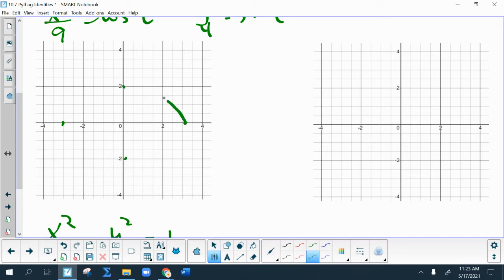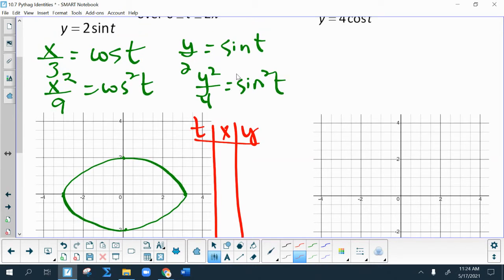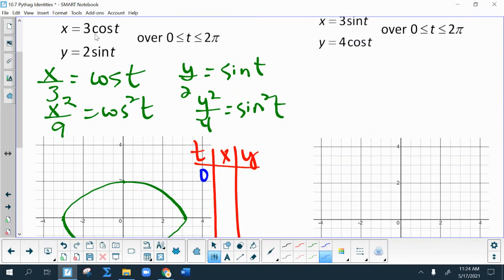Okay, but maybe you don't remember that. Maybe graphing an ellipse is not something you remember how to do, or it's maybe just too time consuming anyways. So then you pull out your table of values for your parametric equations and substitute time from 0 to 2 pi. So I'll start at 0. When I put 0 in for x, cosine of 0 is 1. 3 times 1 is 3. Sine of 0 is 0. So I start at the point 3, 0.